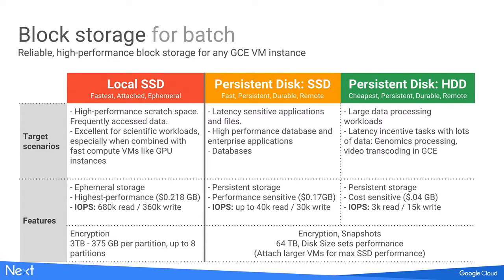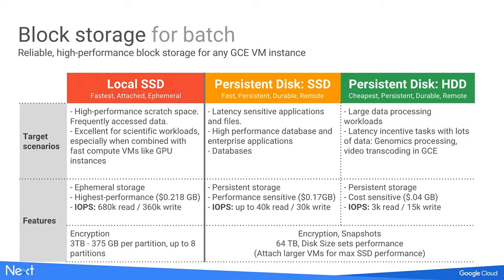Moving to the middle column, you have persistent disk SSD. And after that, you have persistent disk hard drive. Unlike local SSD, persistent disks are, like the name implies, persistent. As you can see, we're very clear with our naming. Preemptible VMs are preemptible. Persistent disks are persistent. You get what you pay for.